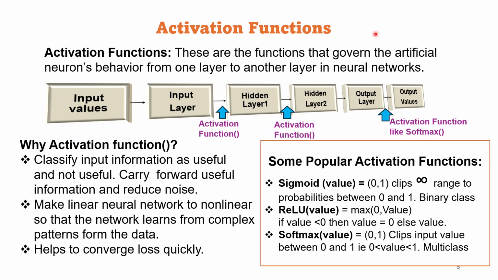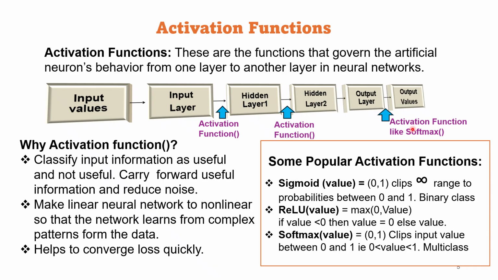A basic neural network consists of input values and then input layer, then hidden layers and output layer. As the input data moves from input layer to hidden layer to output layer, data is influenced by activation function types.